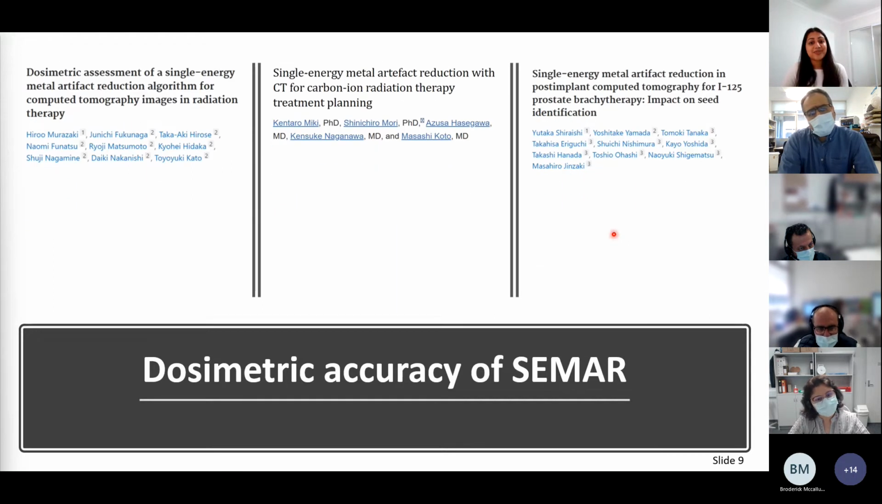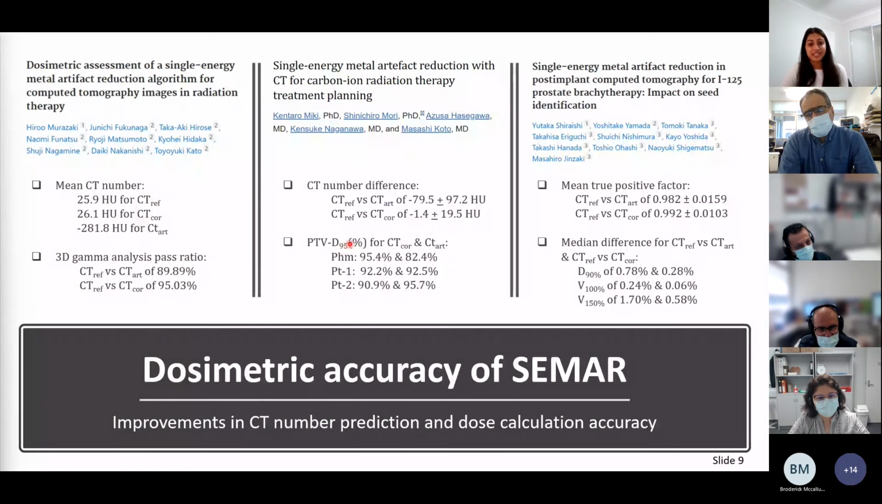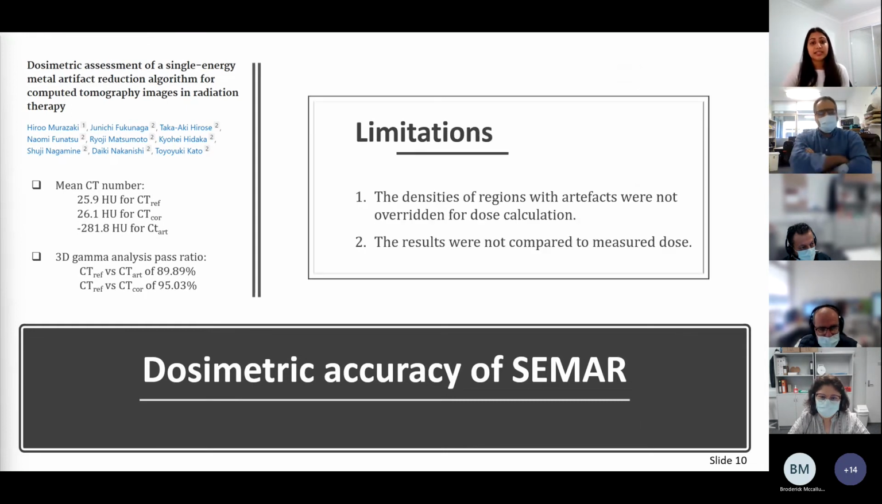And the main results for these studies are shown here, where all 3 studies showed improvements in CT number prediction and dose calculation accuracy. And since our project focused on the dosimetric efficiency of SEMAR in EBRT, our main reference is the Murasaki et al. study. And this study, however, has 2 major limitations. One is that the densities of the regions with artifacts were not overridden for dose calculation. And secondly, the results were not compared to the measured dose.